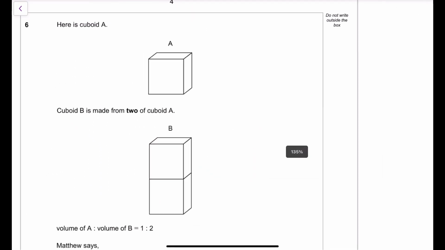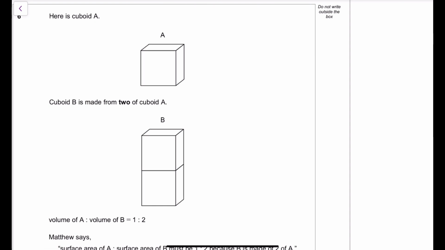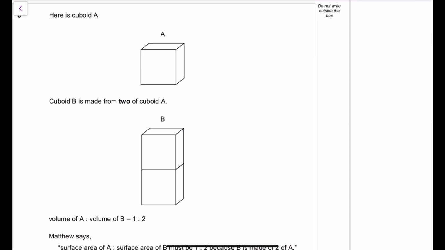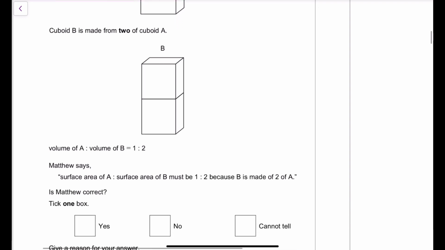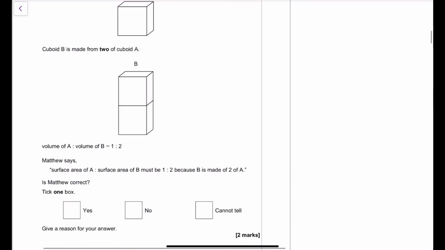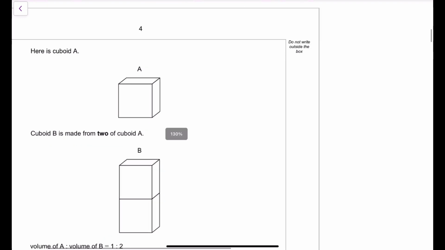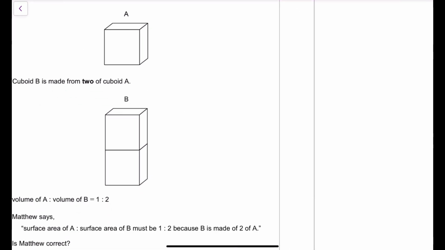Right, you've got two cuboids, cuboid A and cuboid B. So cuboid B is made up of 2 of cuboid A. And it says the volume of cuboid A to the volume of cuboid B is 1 to 2. That's fair enough, yep. But Matthew says the surface area of A to the surface area of B must be 1 to 2 because B is made of 2 of A. Is Matthew correct? No, he is not. But I think the easiest way to explain this is just to work this out.